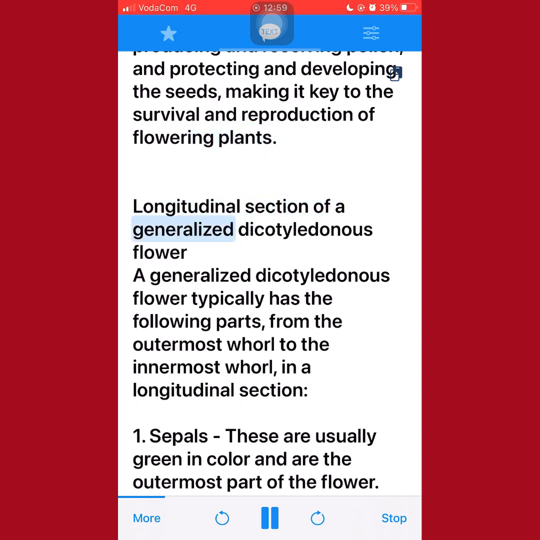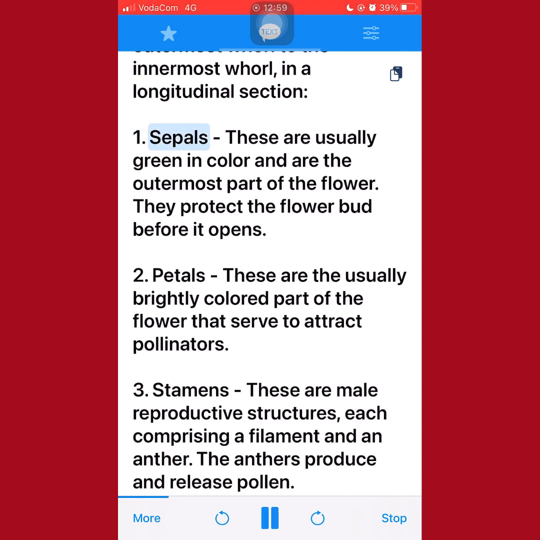Longitudinal section of a generalized dicotyledonous flower. A generalized dicotyledonous flower typically has the following parts, from the outermost whorl to the innermost whorl, in a longitudinal section. 1. Sepals. These are usually green in color and are the outermost part of the flower. They protect the flower bud before it opens. 2. Petals. These are the usually brightly colored part of the flower that serve to attract pollinators.